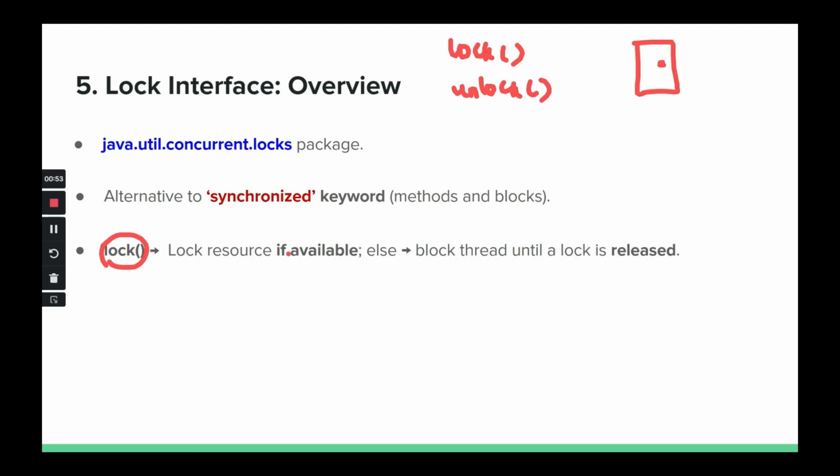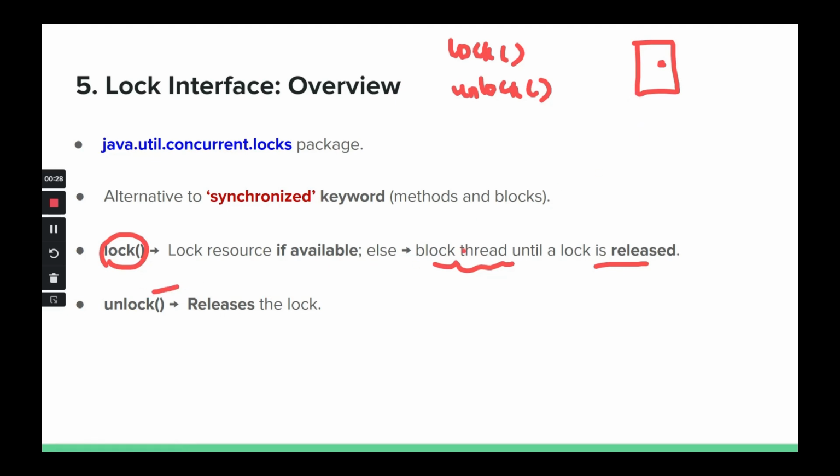So what it is saying is, if the door is open, you can lock it. But if the door is already locked, you will have to wait. So it is going to block the thread until the lock is released, or until the door is unlocked. And unlock is going to release the lock. So the concept is, before entering into any shared resource, you have to acquire the lock first. And then once you are done with the work, you're going to unlock it.